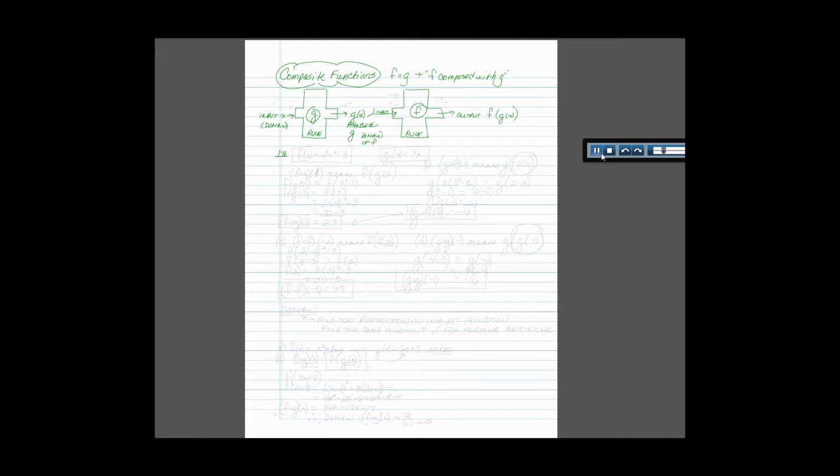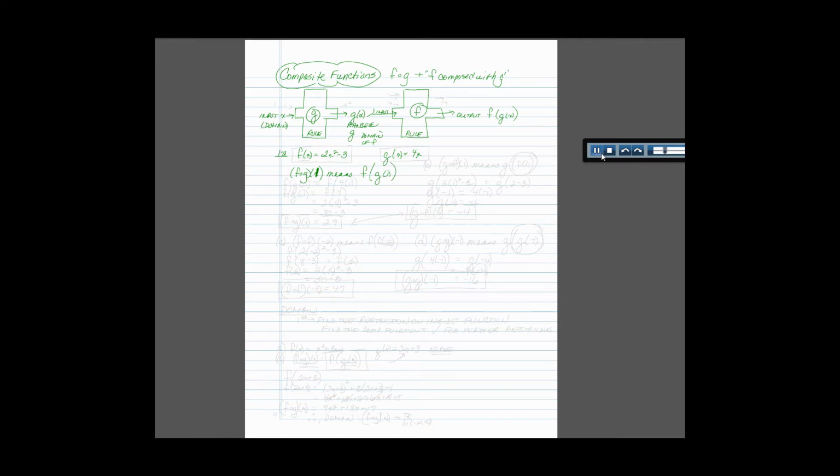So let's look at example 1a. Here we have a function, f of x equals 2x squared minus 3, and a second function, g of x equals 4x. In part A, it is asking what is f of g of, not of x, of 1. f of g of 1. So what that means is we want f of g of 1.